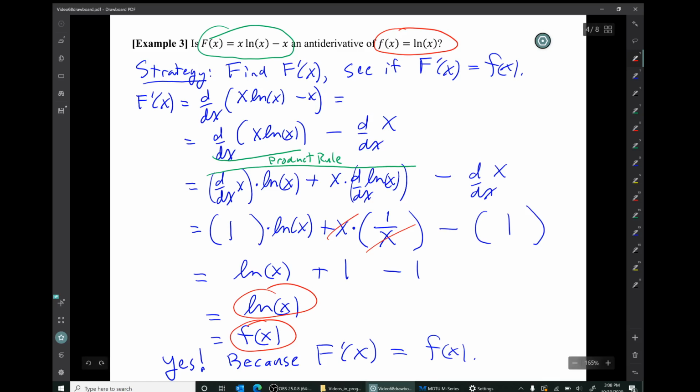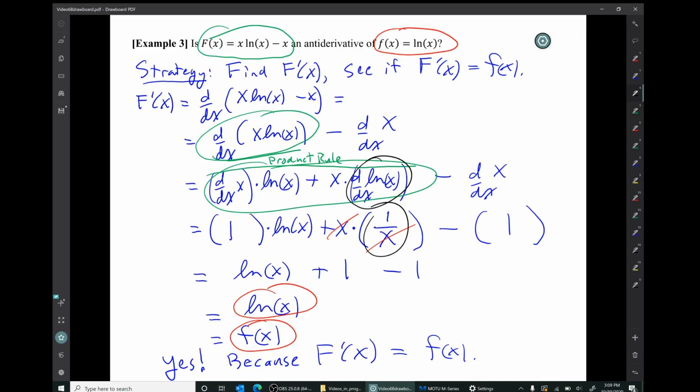Now the key thing here is to remember that we have to use the product rule to find a derivative like that. That's a product of functions. So when you use the product rule, you end up with that expression. And then also remember the rule for the derivative of ln of x. The derivative of ln of x is 1 over x. So a couple of old derivative rules have come back.